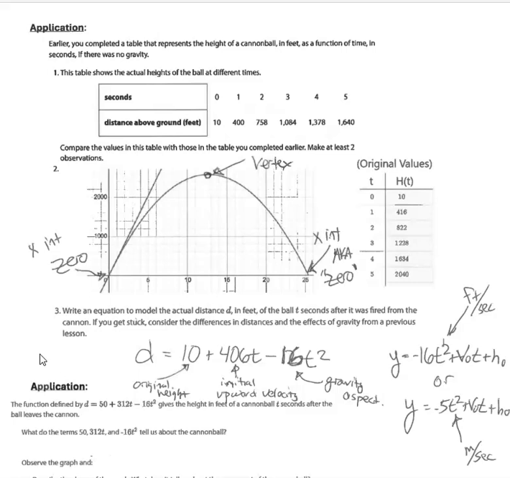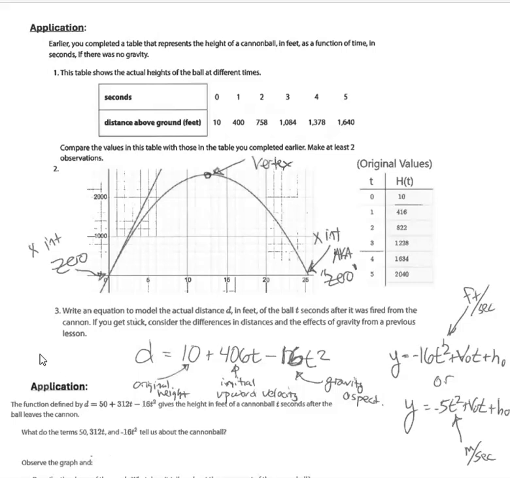A few things that we wanted to look at, that we wanted to put a name for, is that highest point we talk about as the vertex. So the vertex, if you figured out what that point was, I think it was like 12.5, 2600 or something like that. That means at 12.5 seconds, it is going to be 2600 feet high.